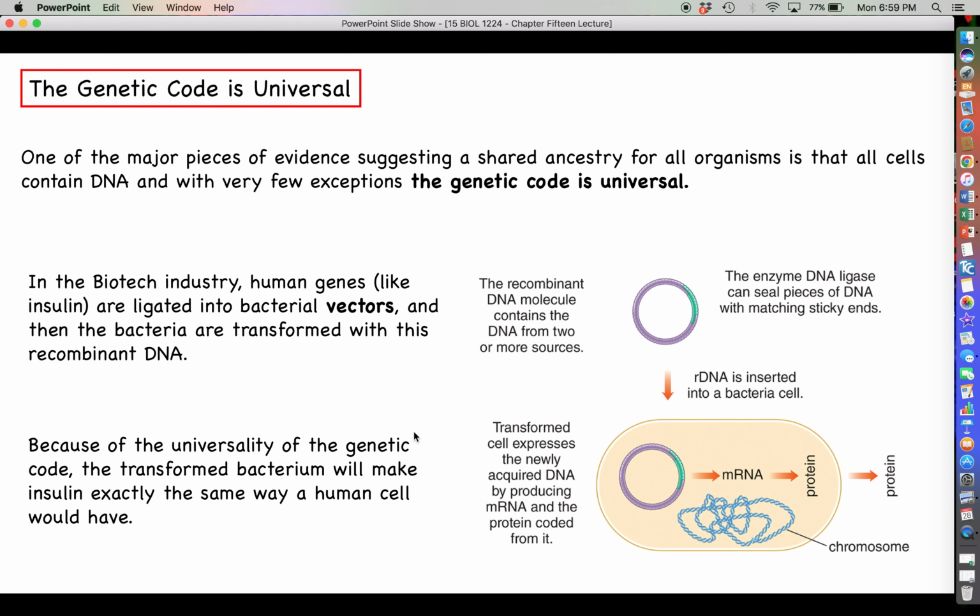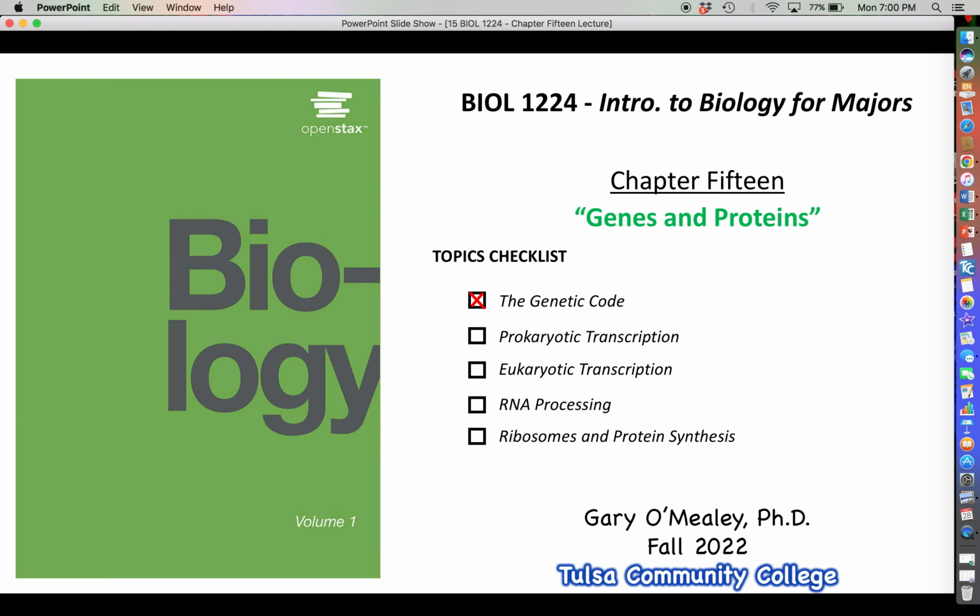So because of the universality of the genetic code, the transformed bacteria will actually make insulin in exactly the same way a human cell would have. That would not be possible if the genetic code were different between bacteria and human cells.